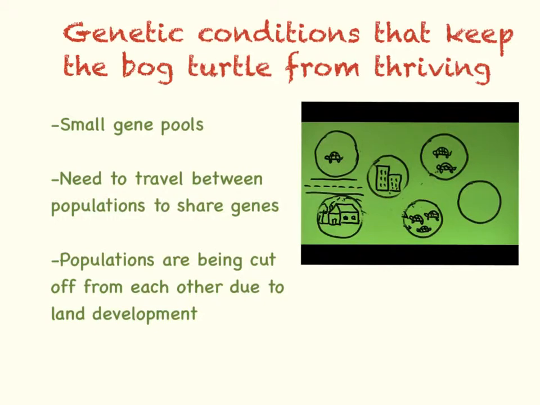And as described in the video, populations are being cut off from each other due to land development. And so as land is turned into places for humans to exist, these bog turtles are cut off from each other. And therefore they're no longer able to travel between populations to share genes and as a result, the small gene pools make it less likely for them to survive because they have less genetic diversity.